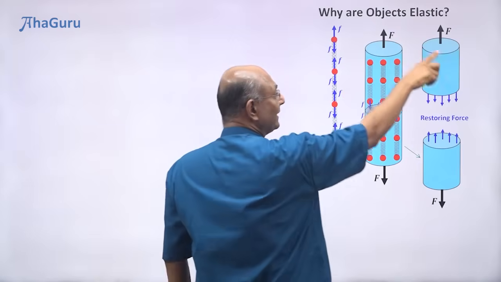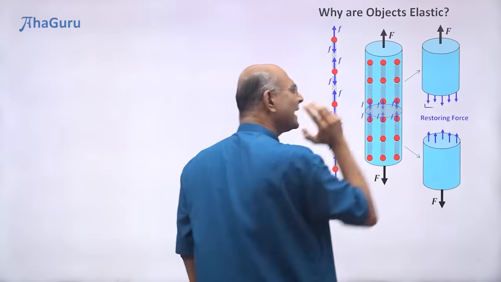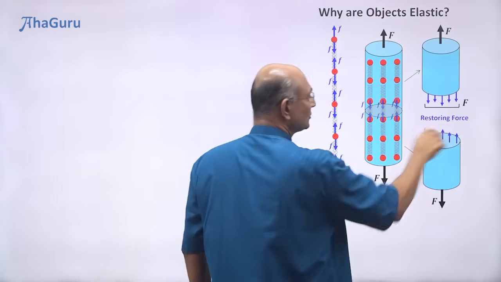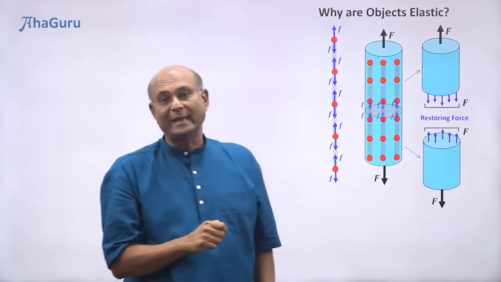Now if it is in equilibrium, net force must be 0, but that force is F. So what will be the sum of all these forces? F. Similarly, what will be the sum of all these forces? This is F. So the sum of all those forces must be F. So the restoring forces must be F.